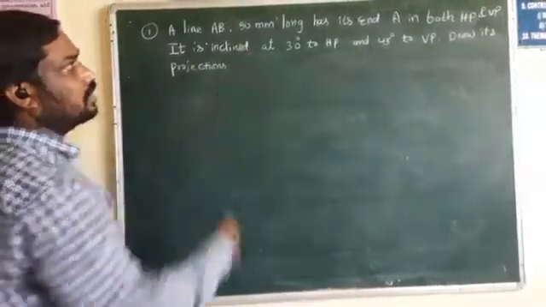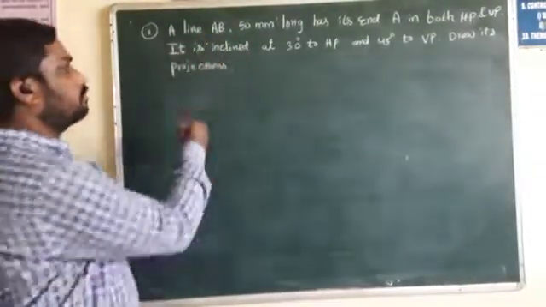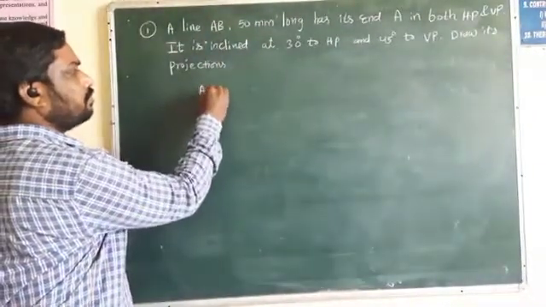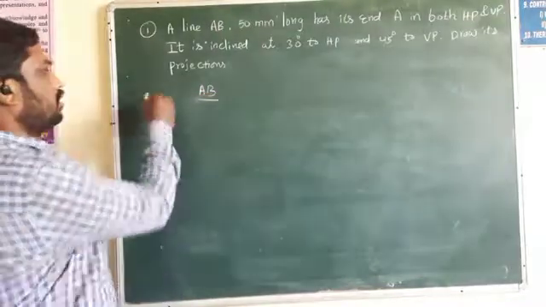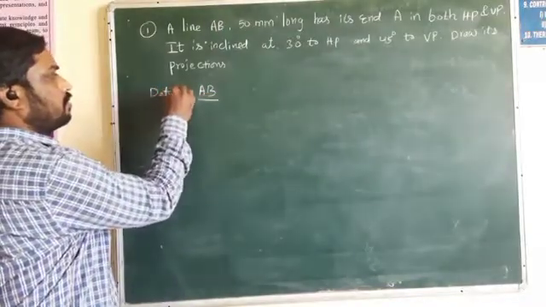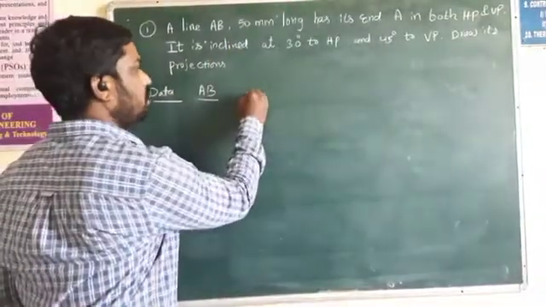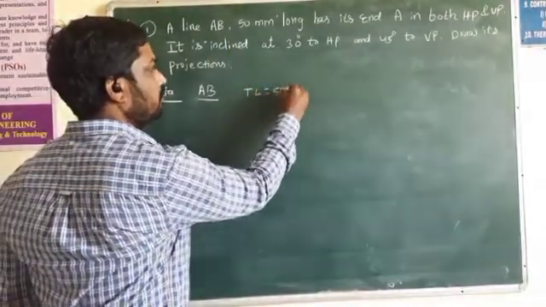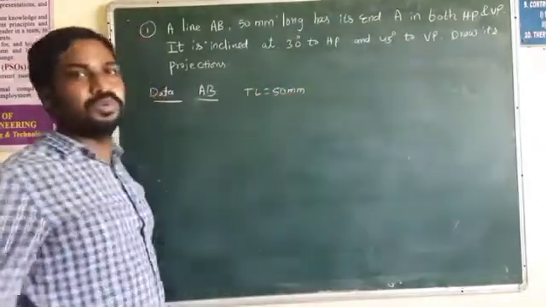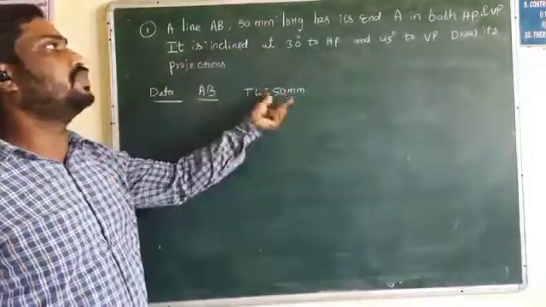So what is the given data? A line AB is given. Write down the data that is given. How much length is AB? It is the true length, 50 mm. So it is the true length, 50 mm.